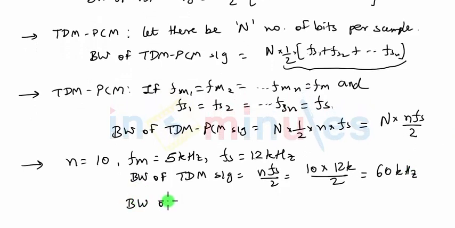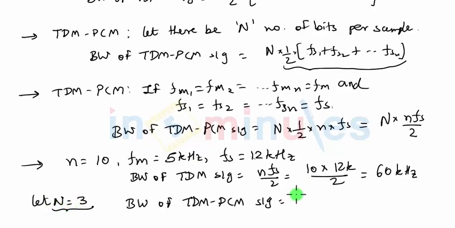But if I consider bandwidth of TDM PCM system, then I have to consider capital N. So let's say I'm assigning 3 bits per sample. So if capital N is equal to 3, then the total bandwidth required will be 3 into 10 into 12k by 2. This is the formula I'm using, and that will come out to be 60 into 3, which will be 180 kilohertz.